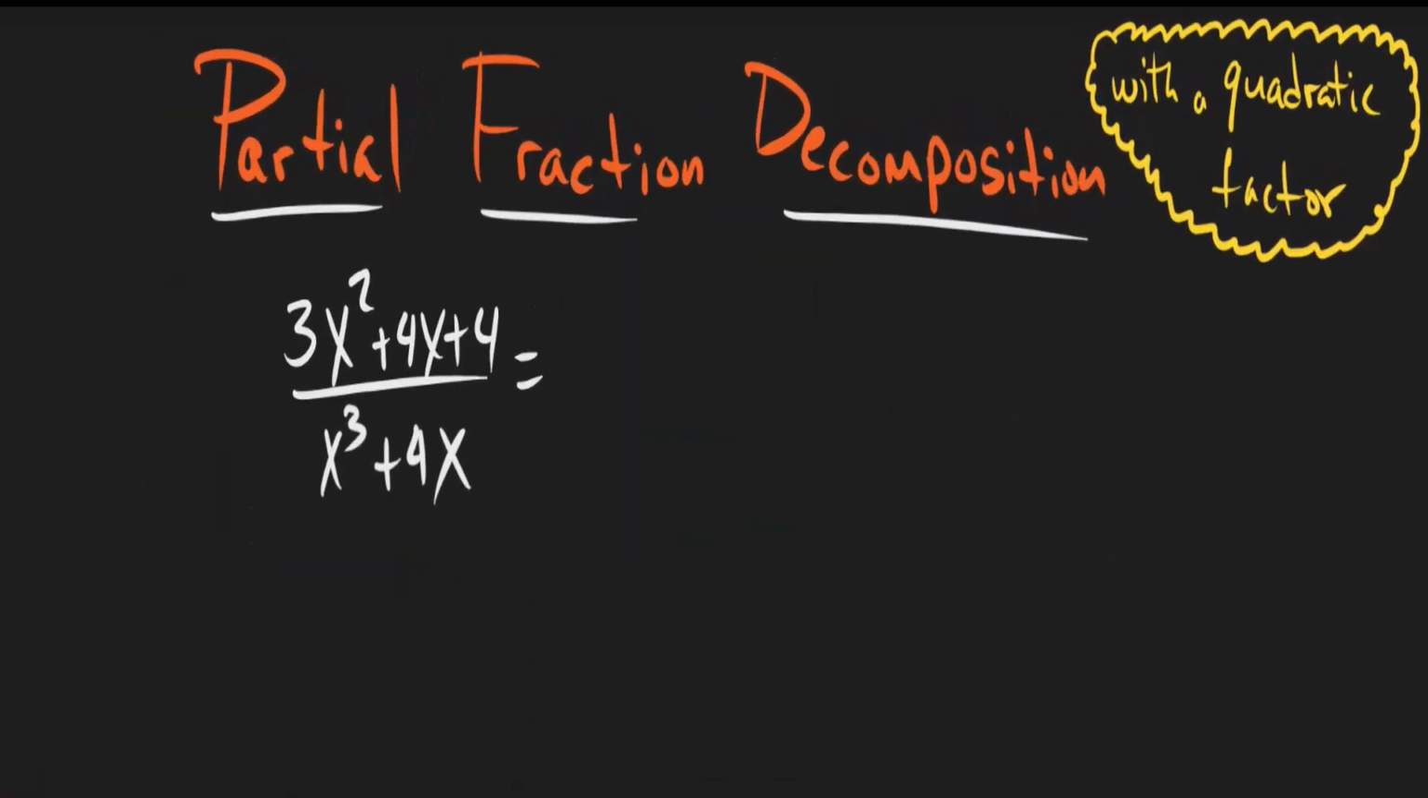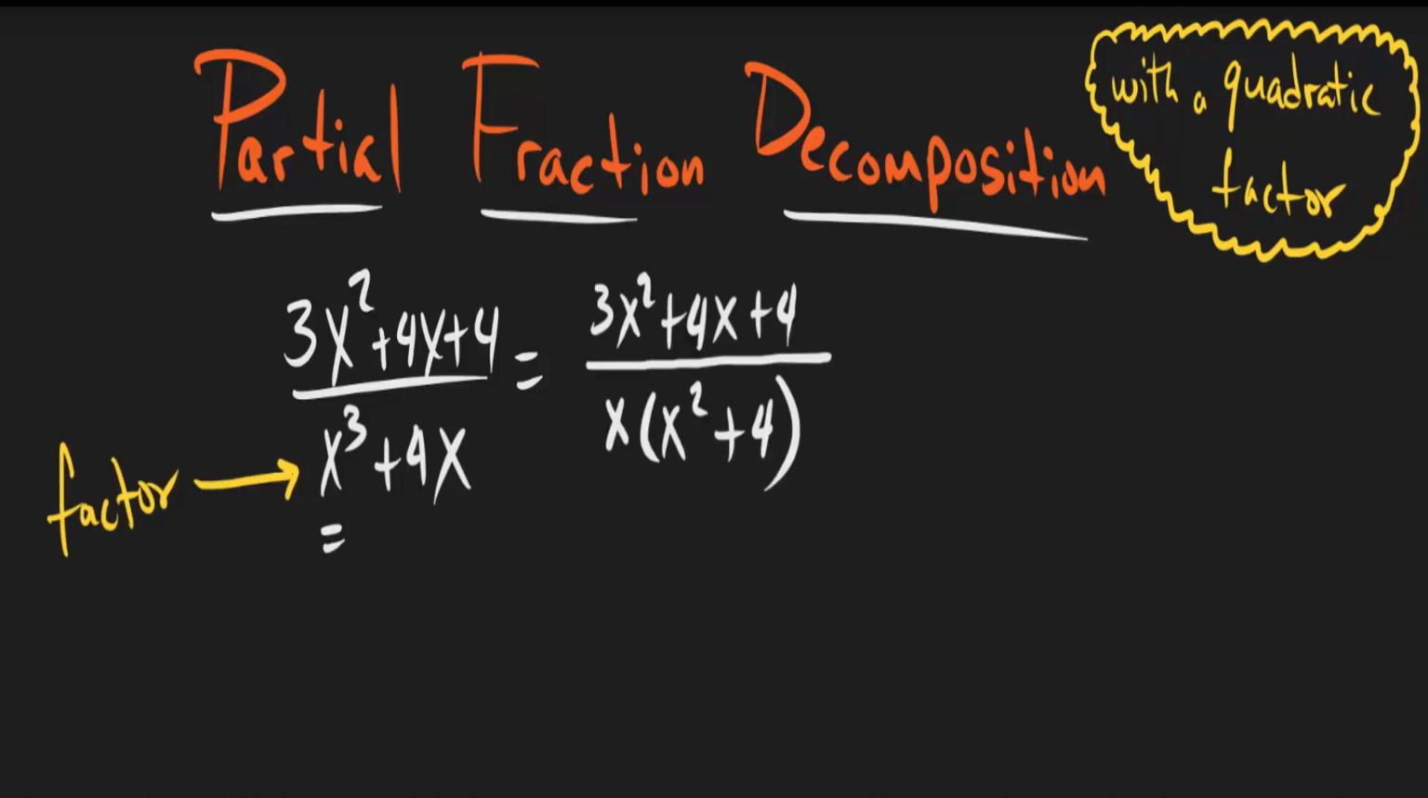So let's try one with a quadratic factor. Like always, we start in the denominator. So we always start by factoring the denominator if it's not factored. In this case, it's not. In the denominator, there are 2 terms, and they both have an x, so we factor it out.